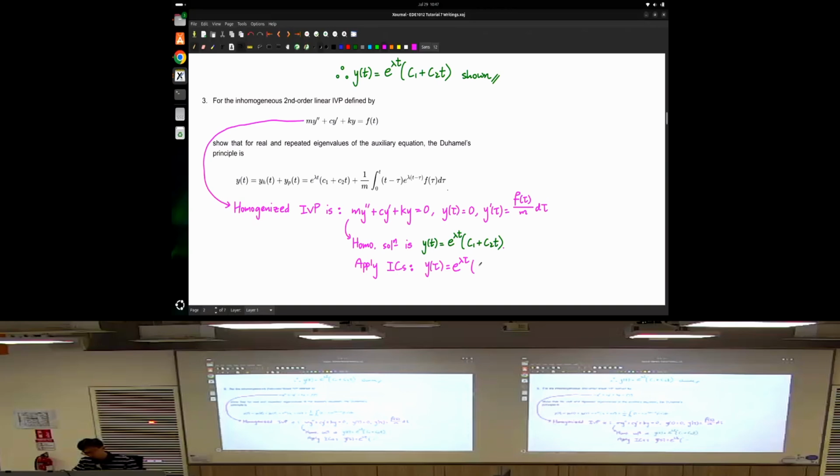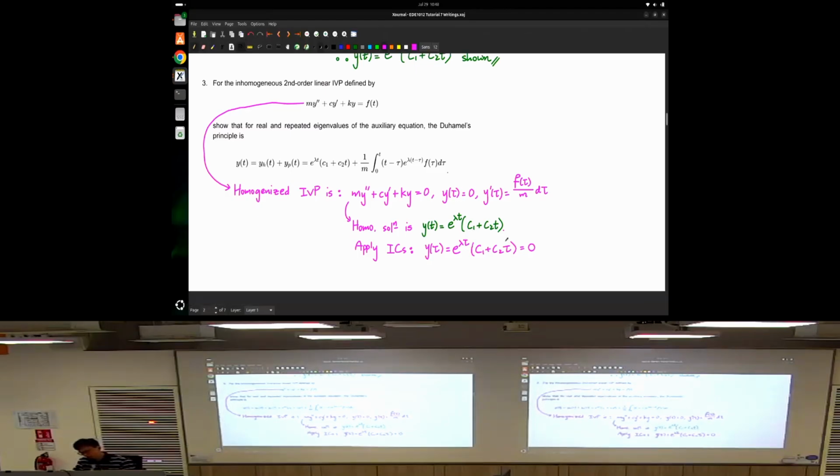So y at tau equals e to the lambda tau times (C1 plus C2 tau) equals 0. But e to the lambda tau cannot be 0. So that means you must have C1 plus C2 tau equals 0. Since e to the lambda tau is not going to be 0. It will approach 0, okay, but it can never be 0.